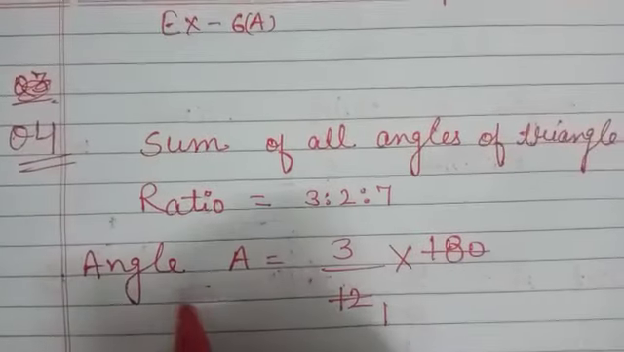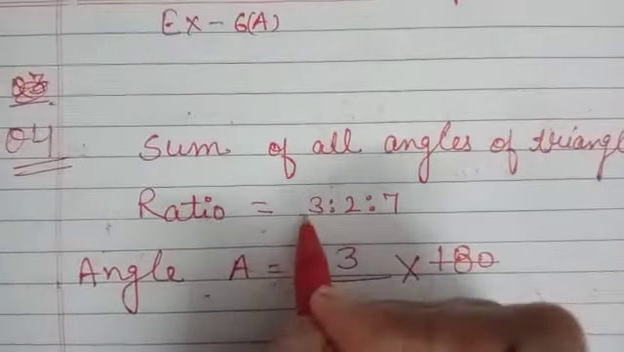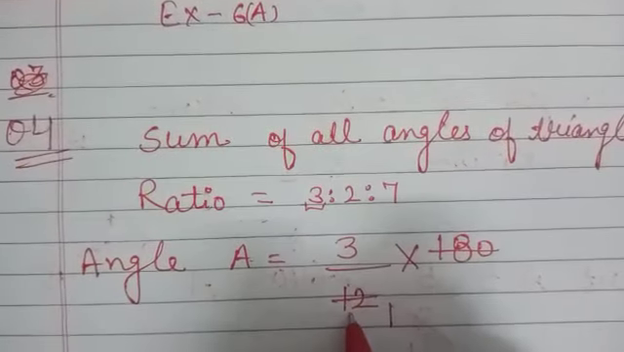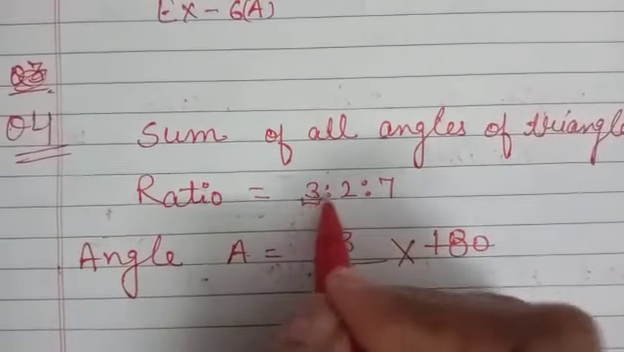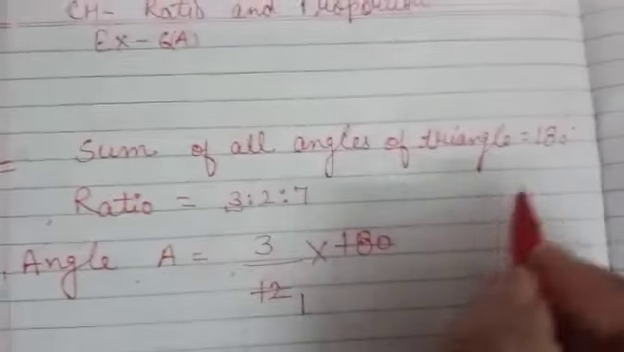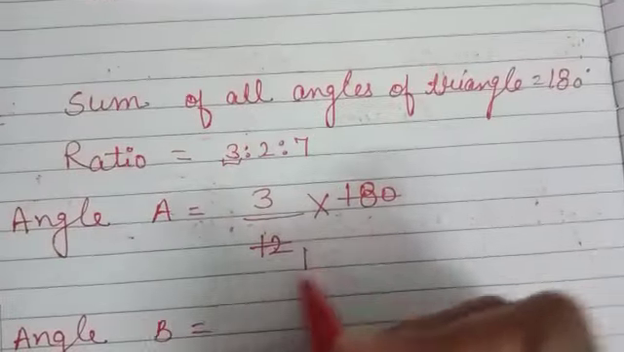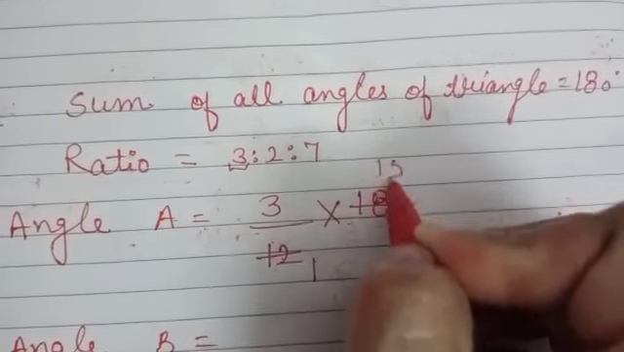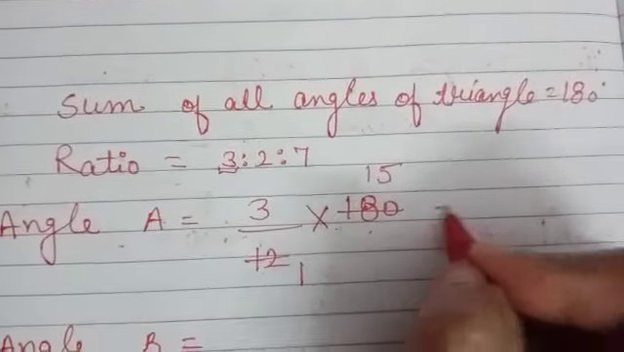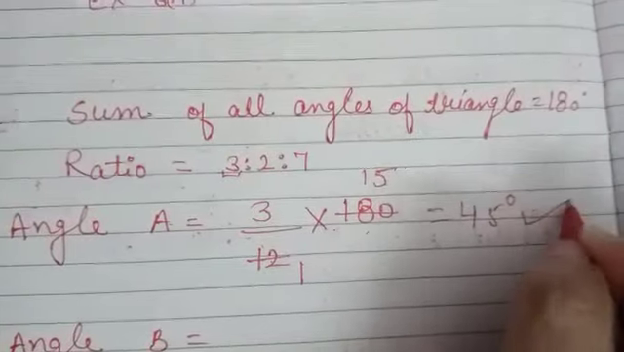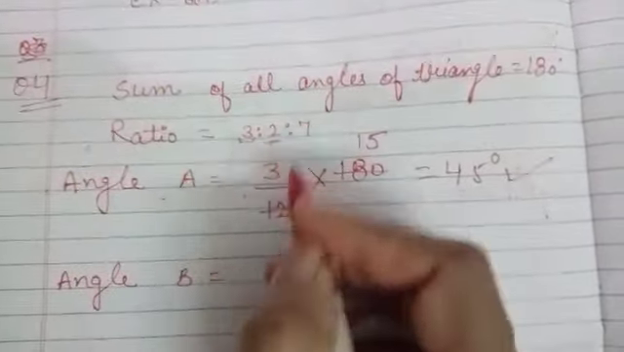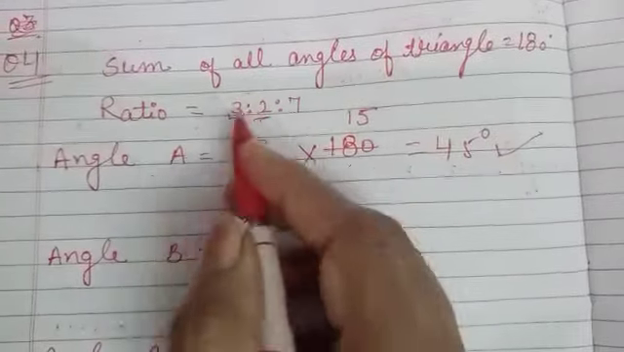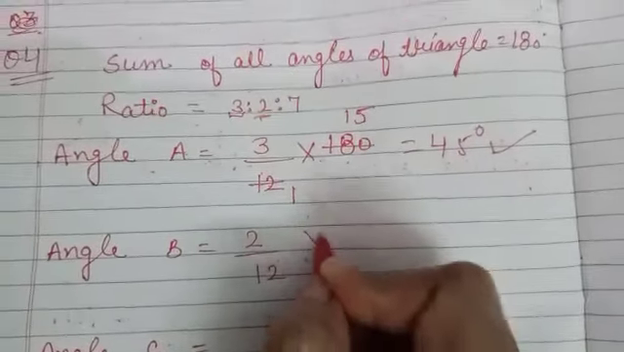Then we can write angle A, first part over total ratio, that is 7 plus 3 is 10 plus 2 is 12, into angle sum. Cancel it. 12 ones are 12, 12 15s are 180. 15 into 3 is 45 degree. This is the first angle. In the same way we will find angle B. 2 over total. Total is 12 into 180.